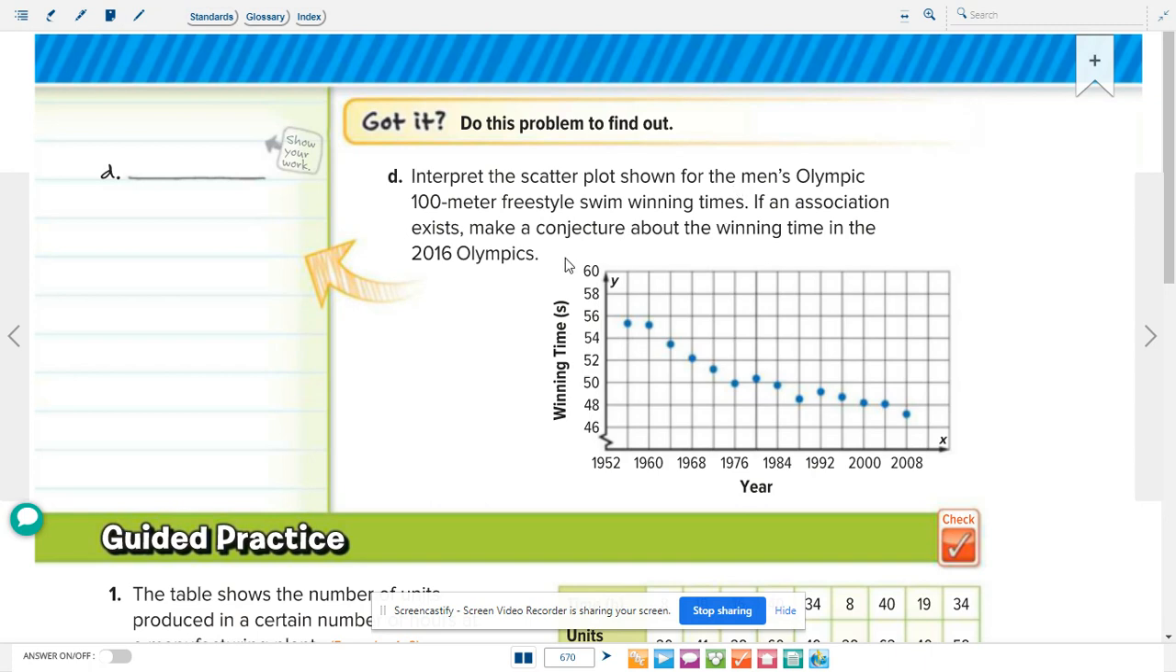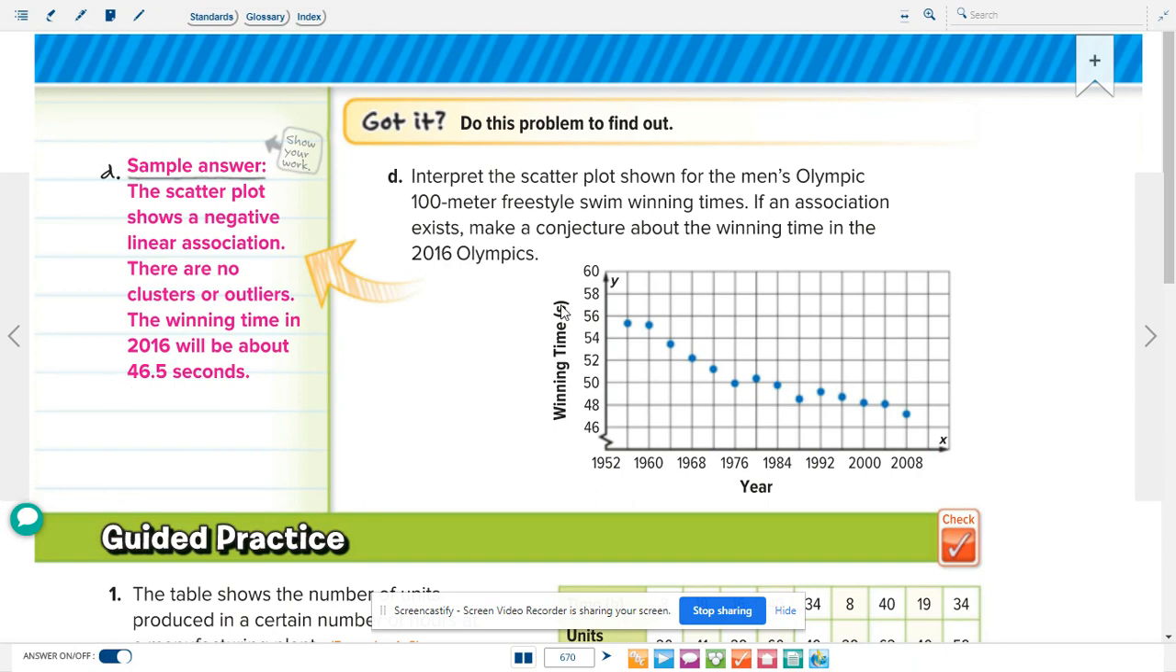pause, try it, make sure you interpret first. So you're going to describe the relationship between the year and the winning times. All right, the year of the Olympics and then the winning times in this event, the freestyle swim. Okay, ready, set, go.